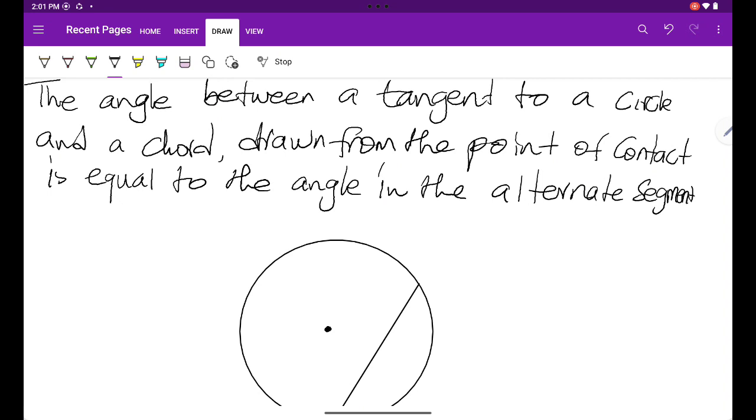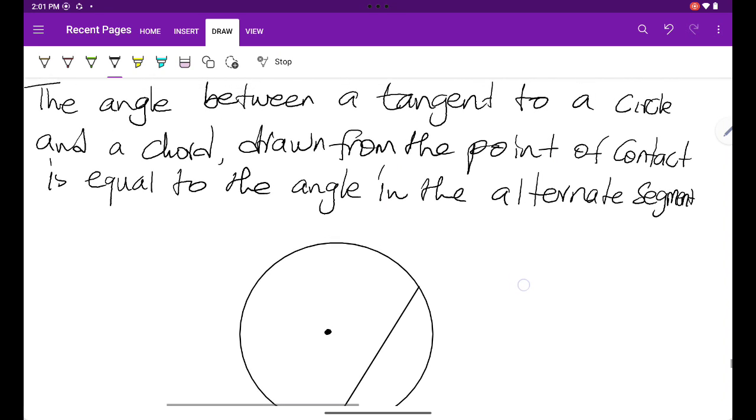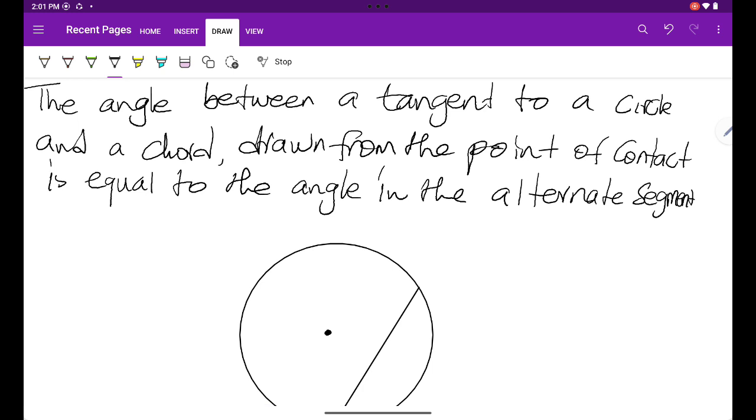Welcome to today's lesson. Today we are looking at what is known as the Tan-Chord theorem. Let's read the statement. The angle between a tangent to a circle and a chord drawn from the point of contact is equal to the angle in the alternate segment. The angle between a tangent and a chord.